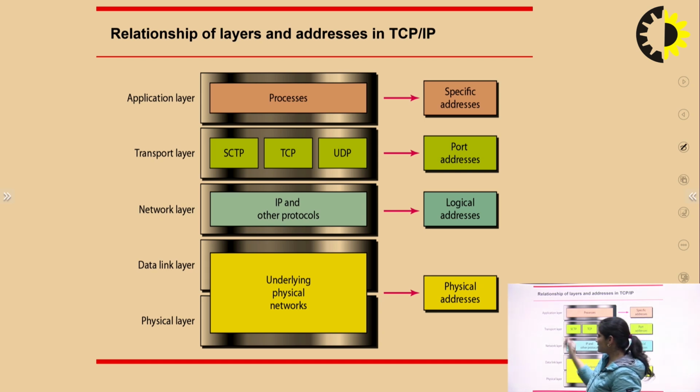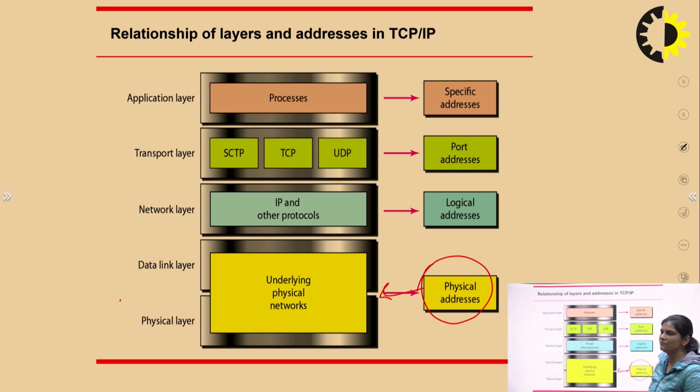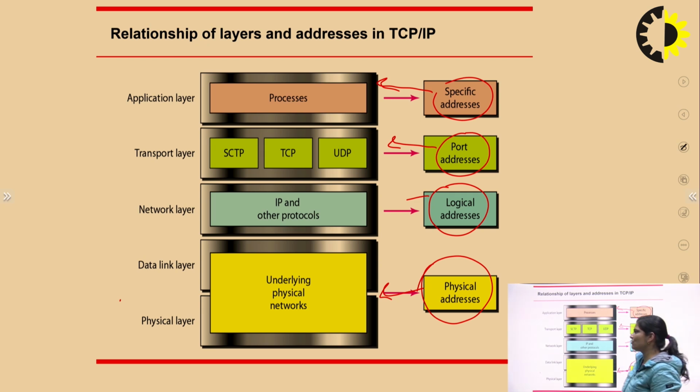So these layers are there: physical layer and data link layer you have to take as a single layer, that is, physical or MAC addressing is provided for these 2 layers. Second is network layer, transport layer and application layer. Physical addressing is assigned to this physical layer in the TCP/IP protocol. Second, logical addressing is provided for IP and other protocols in the case of the network layer. Port addressing is provided to the transport layer, and specific addressing is provided to the application layer. So these addresses are provided to each layer in this TCP/IP model.